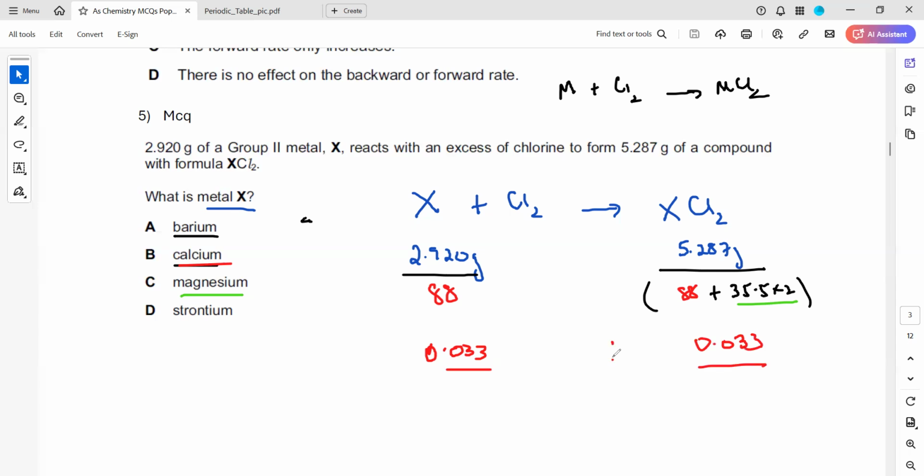So it means the ratio is 1:1. So what is this element? This element should be strontium. So what you have to do for this question: first you have to write a balanced equation for group 2 metals reacting with chlorine, and then work out the moles of the element and the moles of the compound. Because the mole ratio according to the equation should be 1:1, when we work out the moles from the mass, we should also get the ratio 1:1. Is it clear, this one?